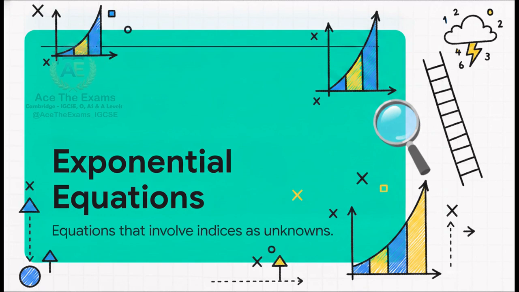When you scan an exam paper, what tells you that you're dealing with an exponential equation? The definition is key. These are equations that involve indices as unknowns. The x isn't on the ground anymore, it's up in the air. When you see that floating x, your brain should immediately trigger a specific strategy. You shouldn't be trying to divide or factorize normally. You need the index toolkit. Time's up on the scan. Let's see this in action.